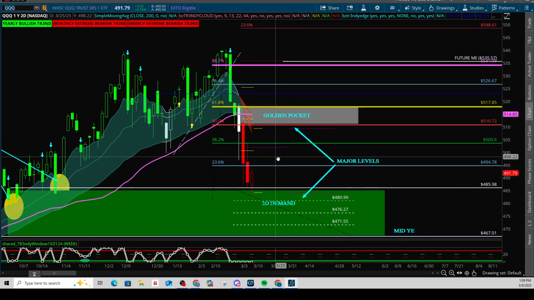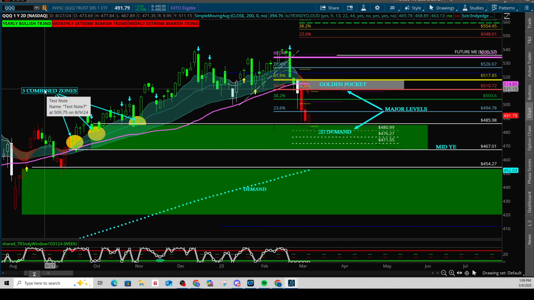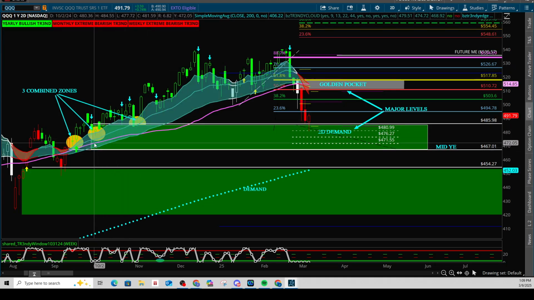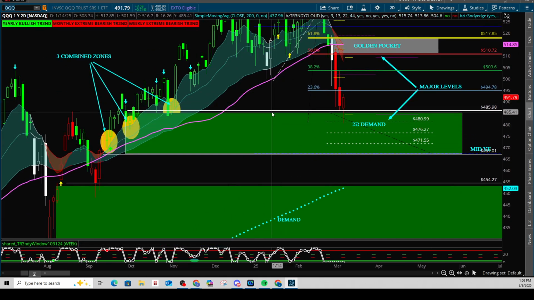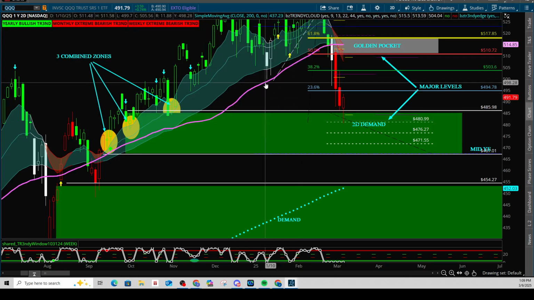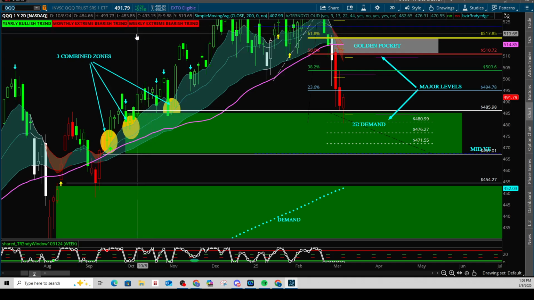All right, here we go. Check out these beautiful levels. Couple notes here for everybody. Three combined zones is what I am applying to this demand zone. Really good information that we dropped yesterday, new information to help you guys understand how to limit your risk on these demand zones when the overall banners are red.